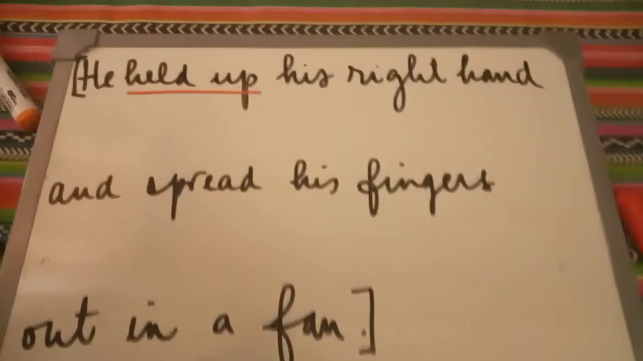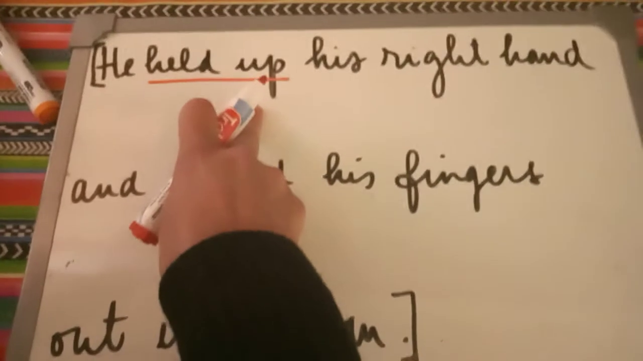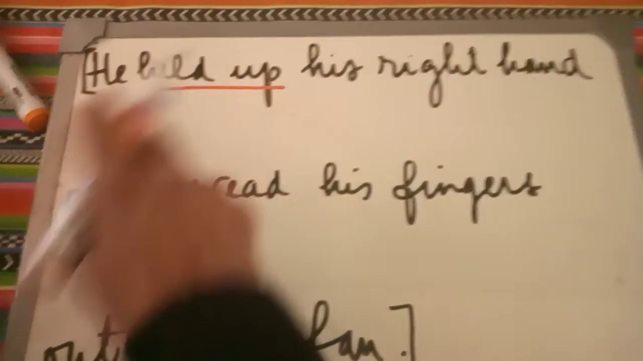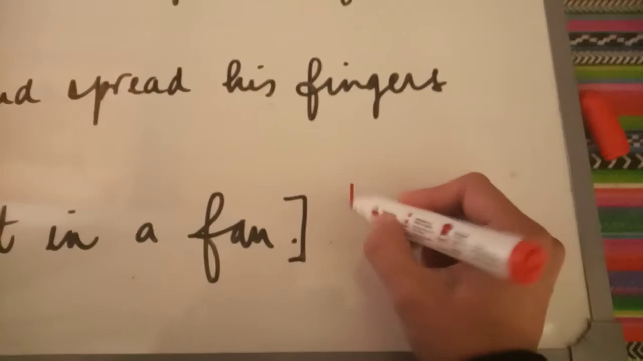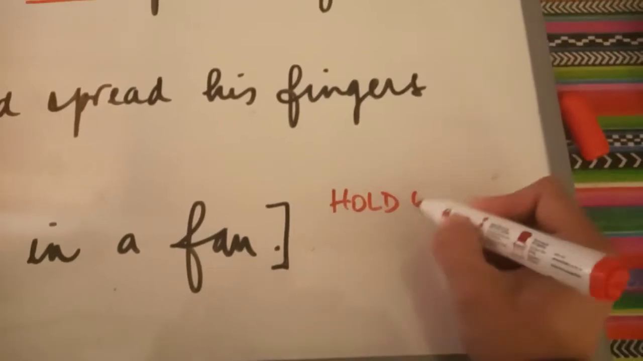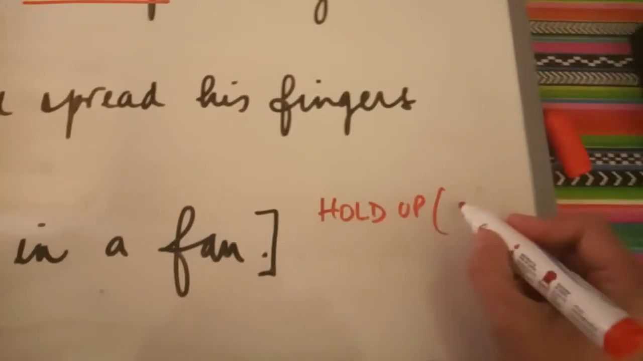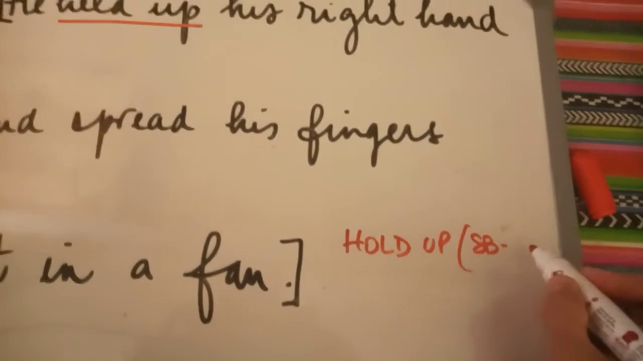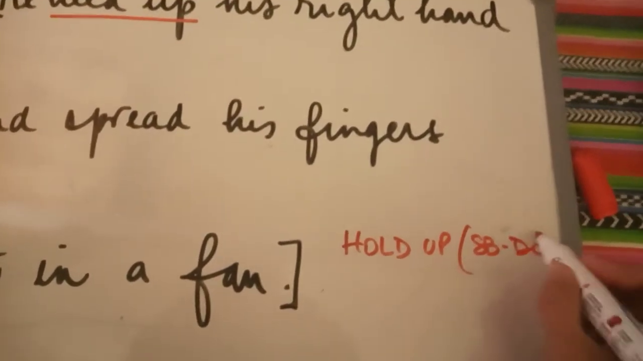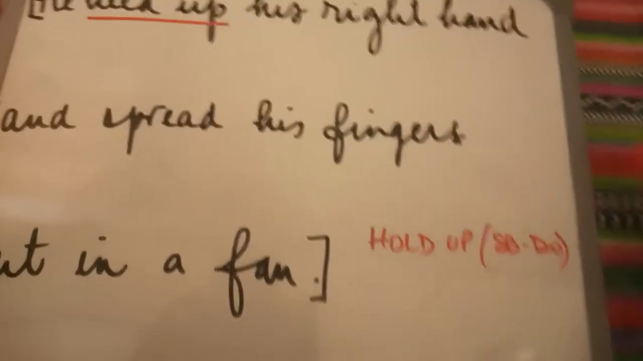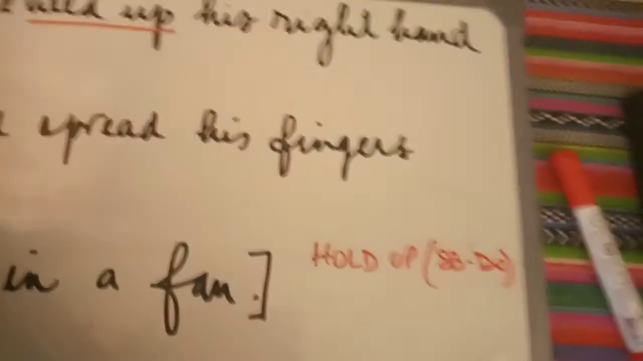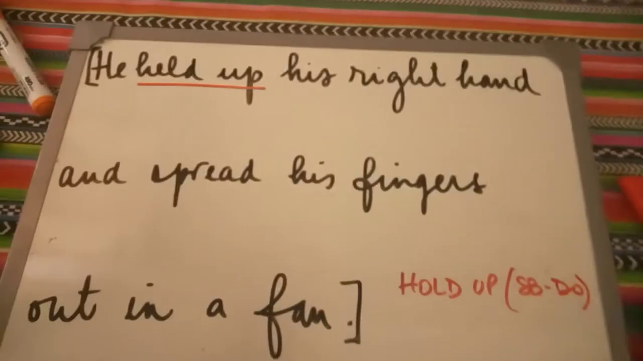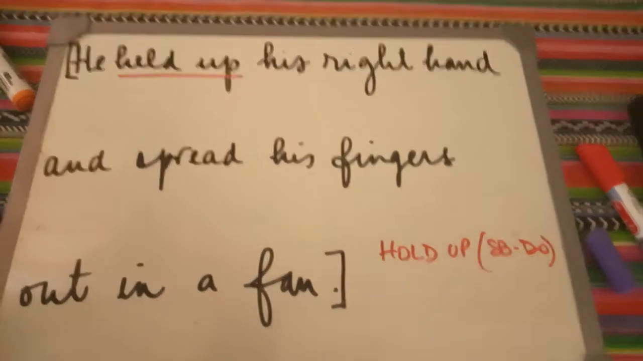In this case, we have here a phrasal verb, which is not separated, right? Hold up, yeah. And we can write down here, hold up is a two-place verb which needs subject and direct object, okay? So we will have to identify these two requirements by the verb in the sentence later on, all right?